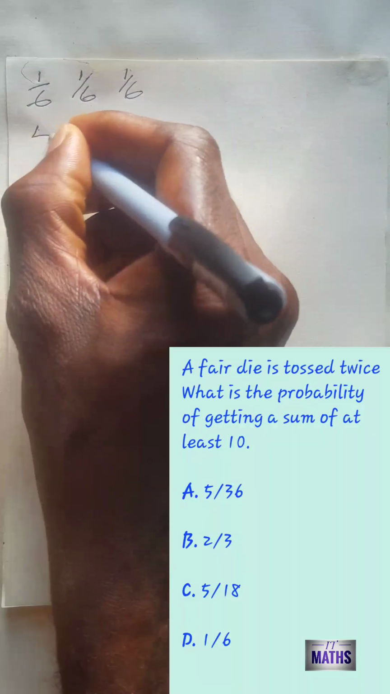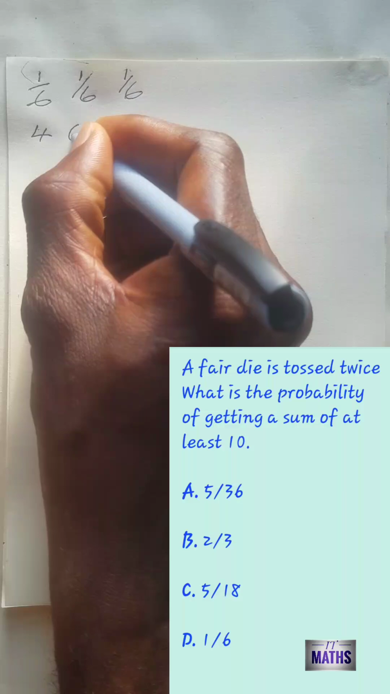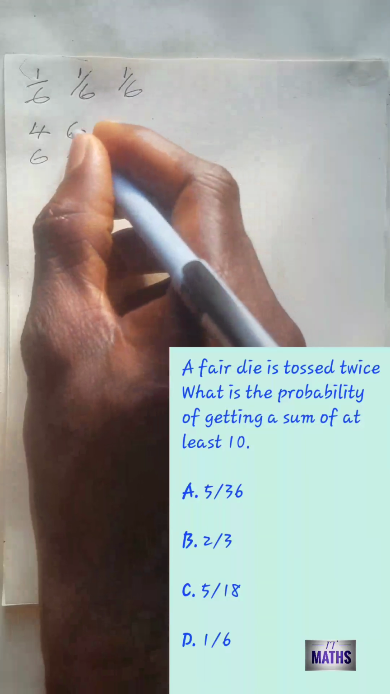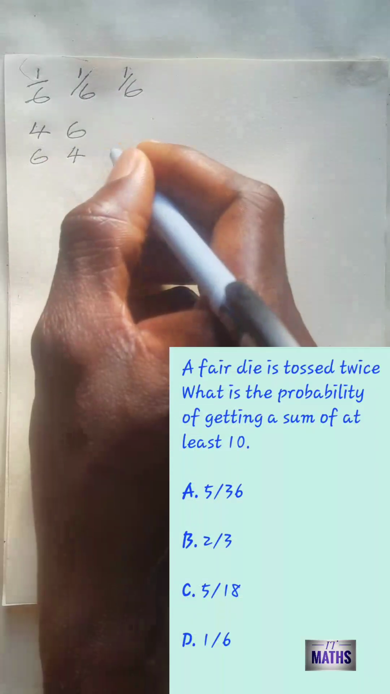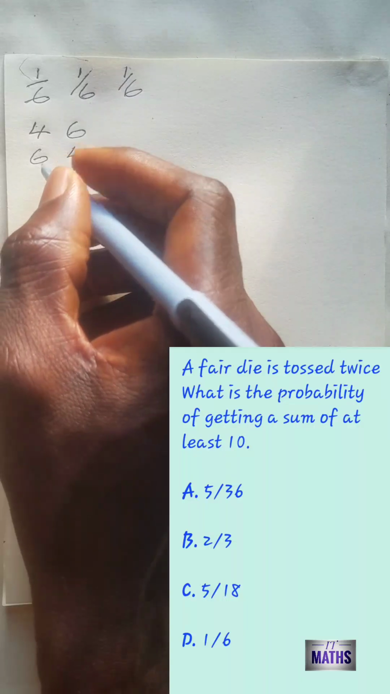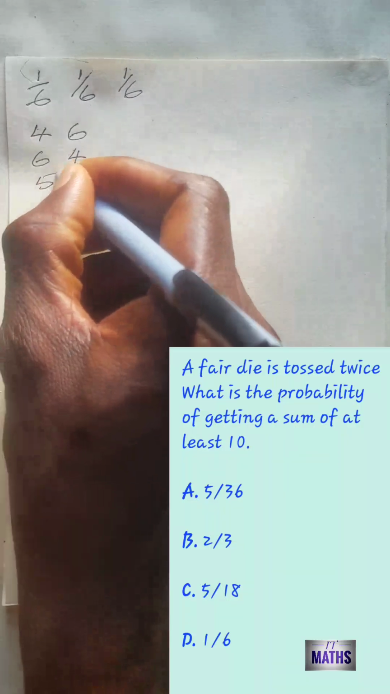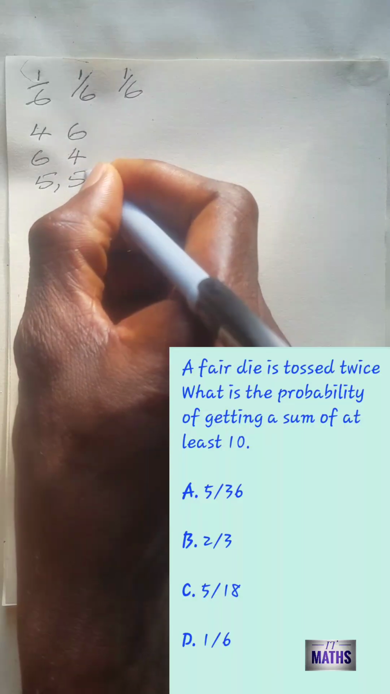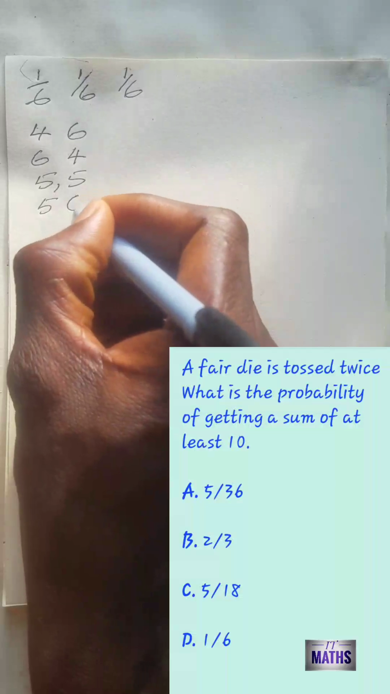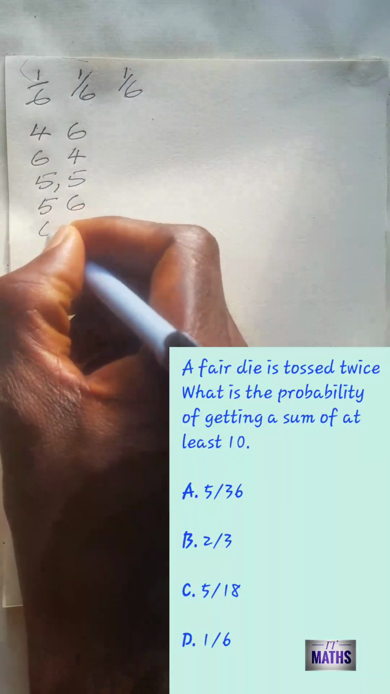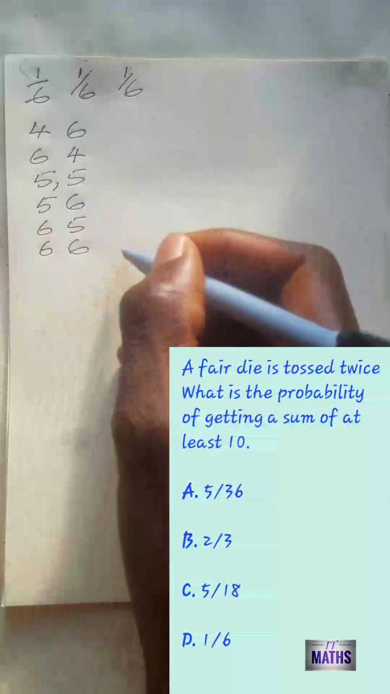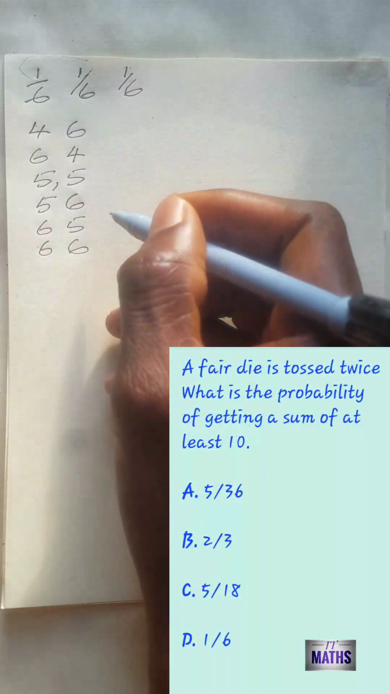Now, what are the combinations that can give us at least a 10? I could toss 4 the first time, and the second time it could be 6. I could toss 6, and the second time it could be 4. All these add up to 10, right? Then let's get higher, because you can't go to 9 because the question says at least 10. So I could toss 5, and then 5 again the second time. Or I could toss 5, and then the second time 6. Then I could do 6, then 5. Or I could have a double 6. Now these are the combinations of how I can have at least a 10.